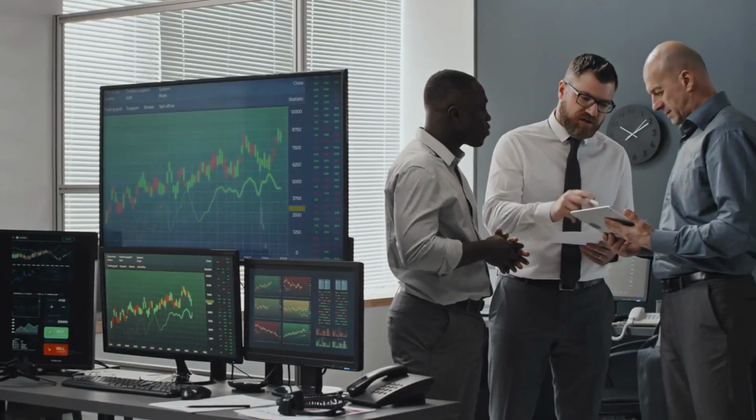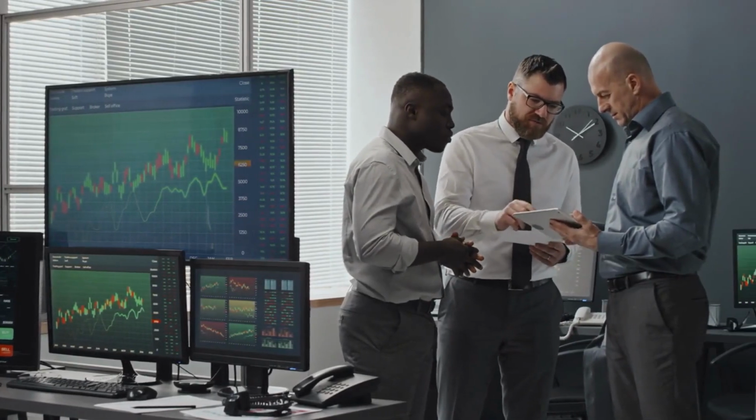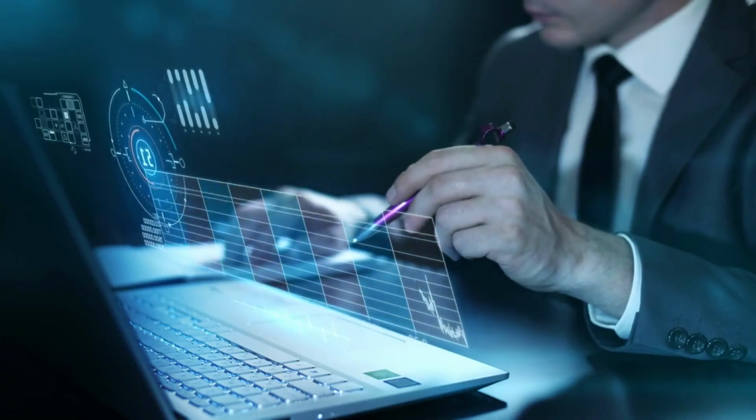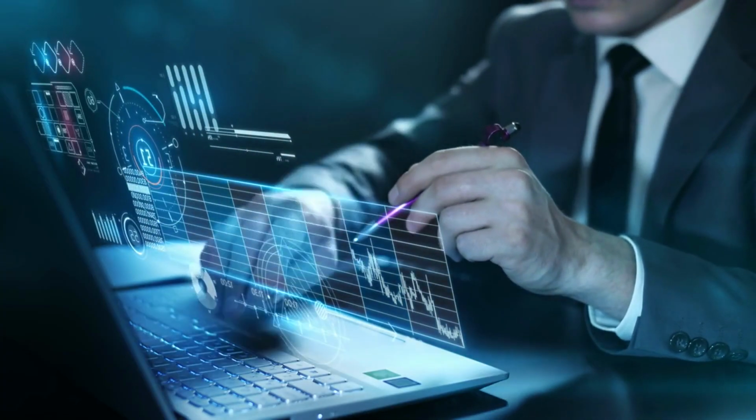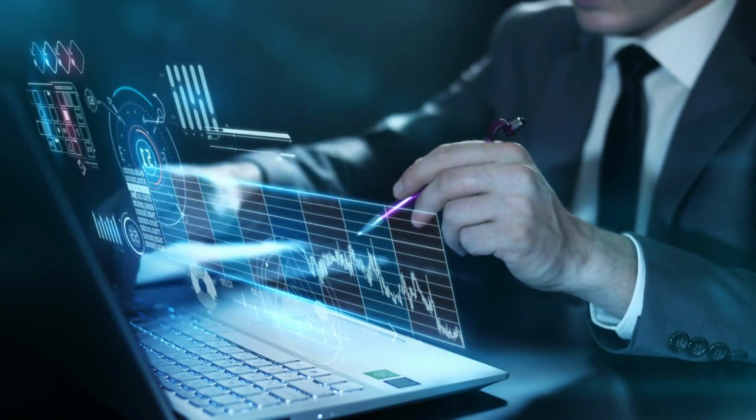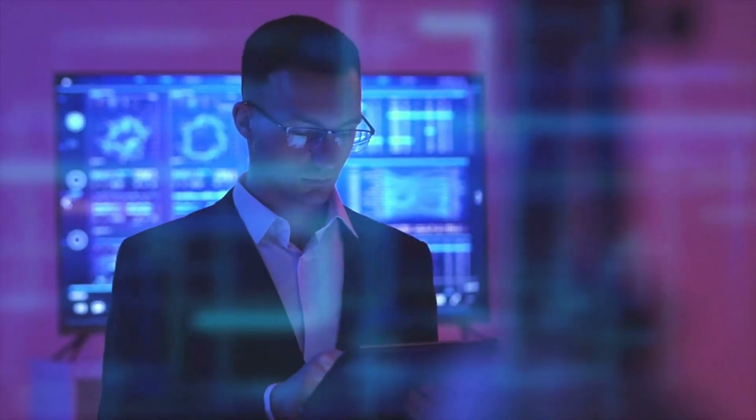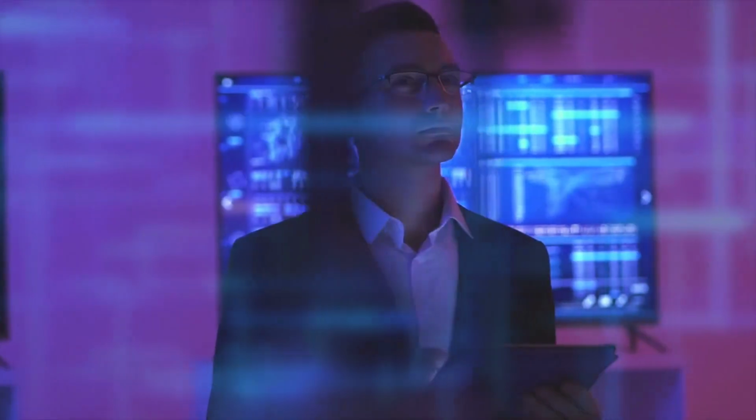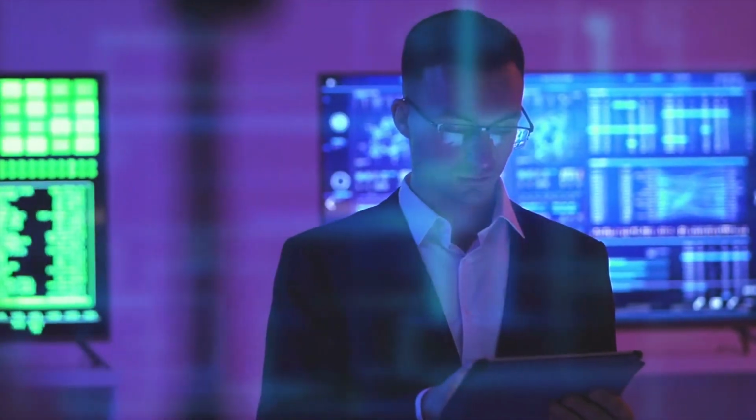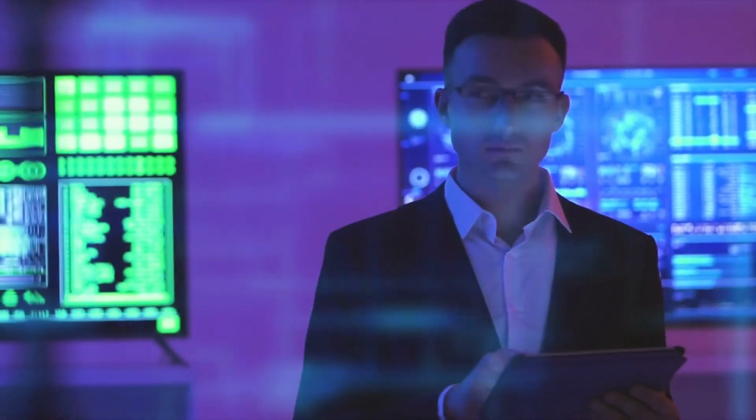Reinvest dividends automatically through your app to compound returns. A $10,000 investment in dividend stocks yielding 4% generates $400 annually in passive income. Many apps offer dividend reinvestment plans, DRIPs, at no cost, automatically purchasing additional shares with dividend payments.